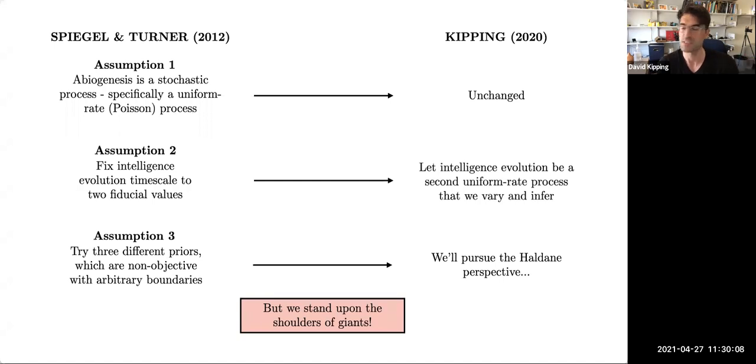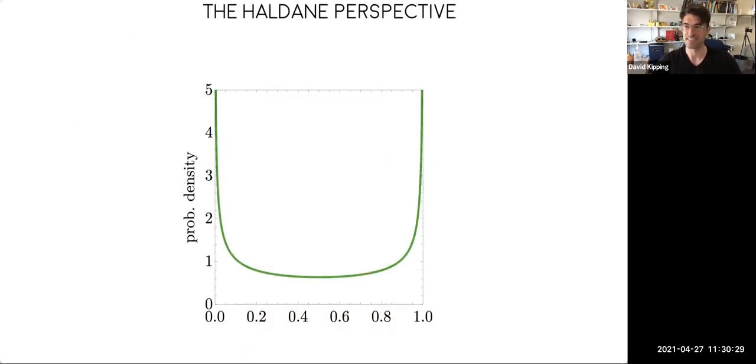Now I'm critiquing Spiegel and Turner. I want to emphasize how brilliant their work is, how seminal their paper was. You can't iterate upon someone's brilliant idea without that brilliant idea being first put forward. So these are only very cordial criticisms going forward. I really love this paper a lot. Okay, so let's follow this Haldane perspective and see where it takes us.